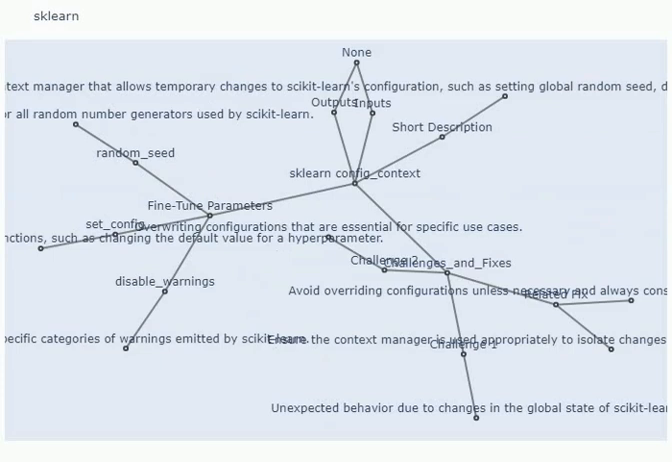Key takeaways. This context manager provides a structured way to manage scikit-learn's global settings without affecting the rest of your codebase. Be aware of potential conflicts or unintended consequences when making changes to the global configuration. The challenges and fixes section highlights the importance of using this context manager responsibly to ensure your code behaves as expected.